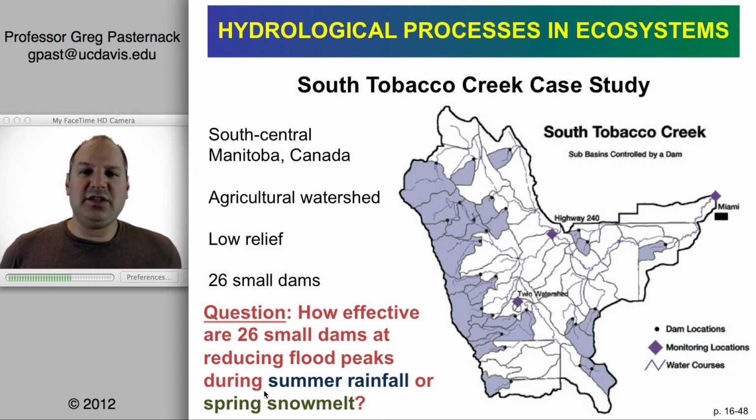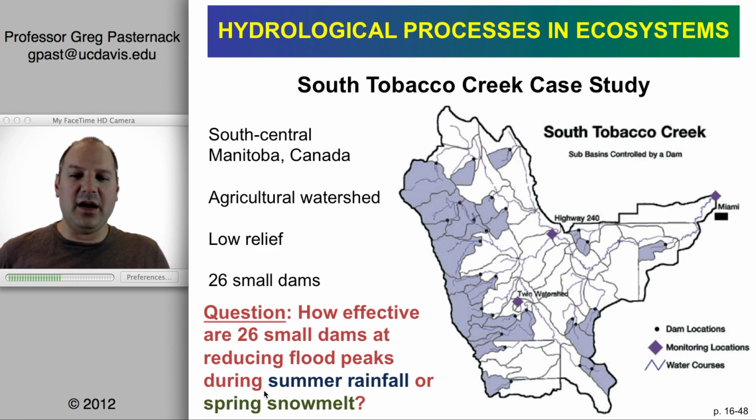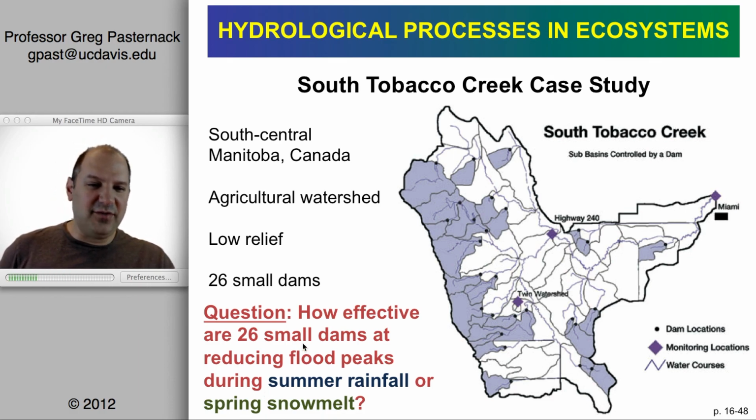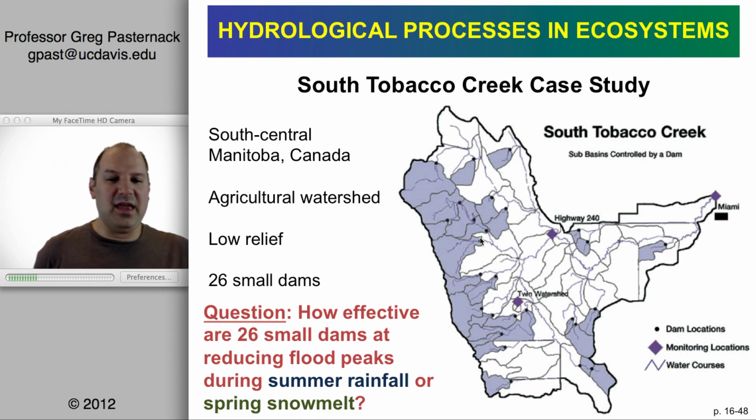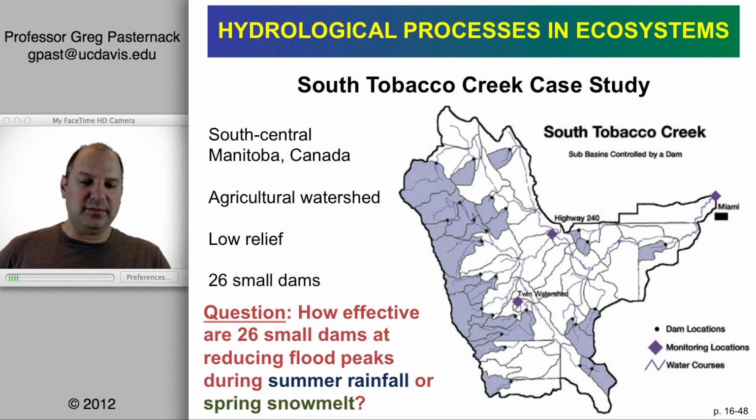Let me just illustrate this with a practical example of what you might do in a consulting project. Here's an example that I found for South Tobacco Creek, which is located in south central Manitoba, Canada. It's an agricultural watershed, low relief. There's a lot of dams. If you look at this area, the outlet is where the diamond is, and the black line is the watershed. Every black dot that you see is a dam in the system. And then I believe the shaded bluish area is the total area of land that is contributing to a dam, and where it's white, those are areas that are unregulated.